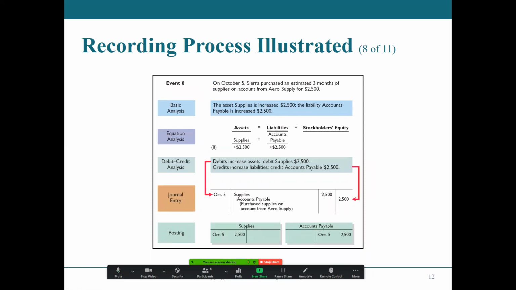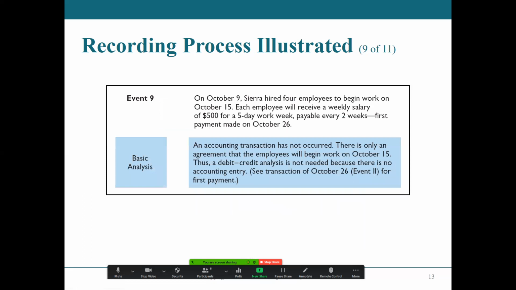A couple more. We purchased an estimated 3 months of supplies on account. So again, we have an asset called supplies increasing, and this is on account. So we're not paying with cash. Whenever it says on account, it means we're borrowing money. So our accounts payable, which is a liability, is also going to increase. Supplies is an asset, increases with a debit. Accounts payable is a liability, increases with a credit. So there's our journal entry.